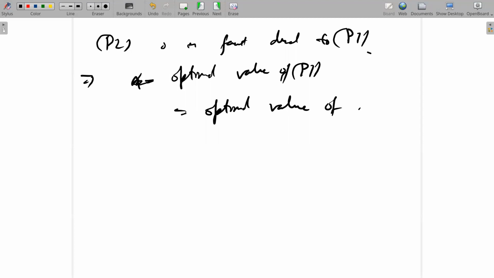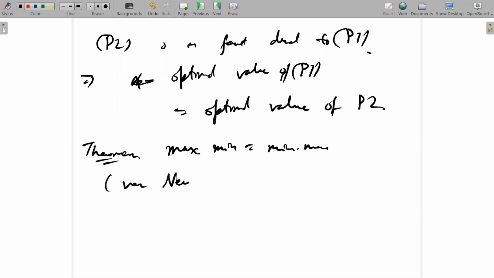So it doesn't matter which strategy you build up, either you maximize your profit or minimize your loss, you'll end up with the same answer. So max of min is equal to min of max. So this is von Neumann's minimax theorem.